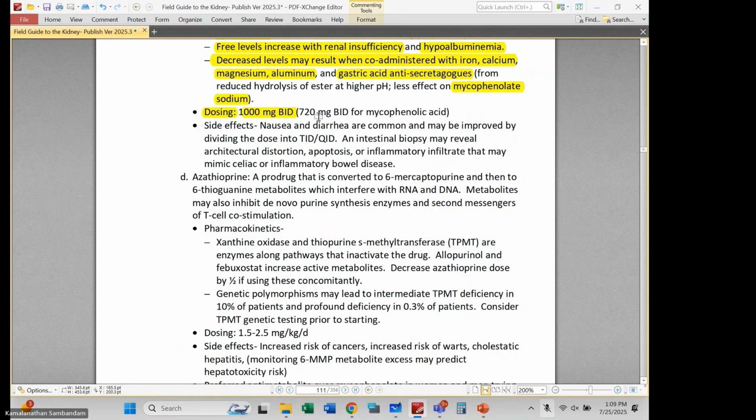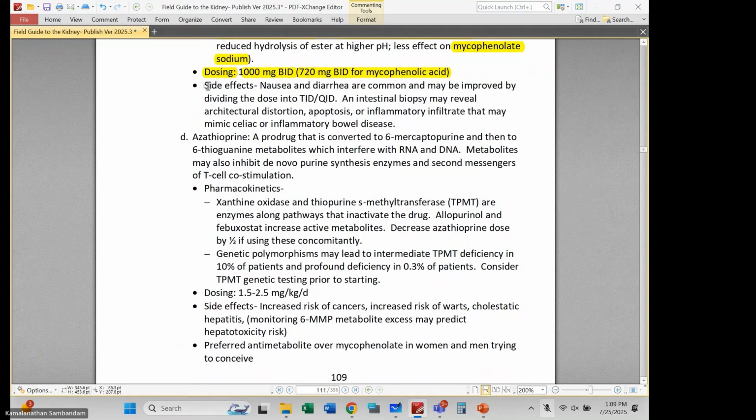Typical doses are 1,000 BID. You can push to 1,500. Mycophenolic acid equivalent dosing to 1,000 BID would be 720, okay, BID. Side effect, the main one is nausea and diarrhea. Maybe there's less of it if you give it more frequently at smaller doses.